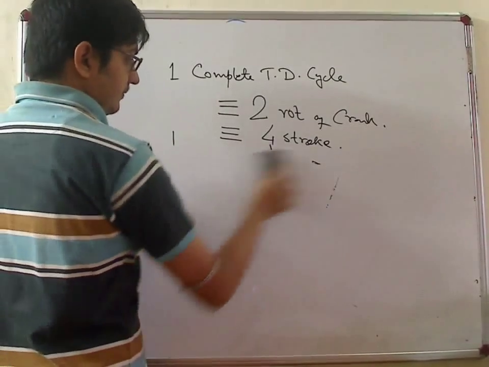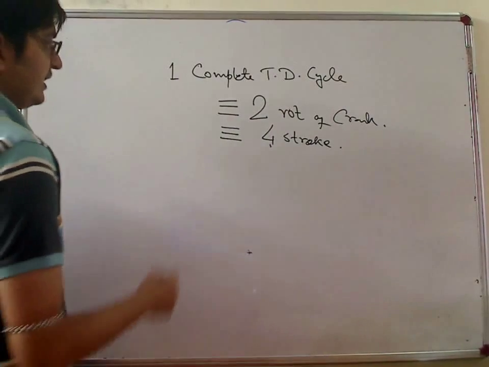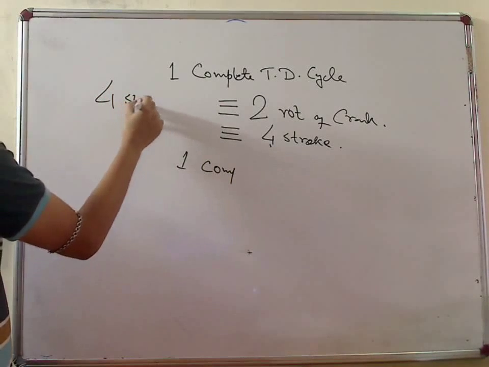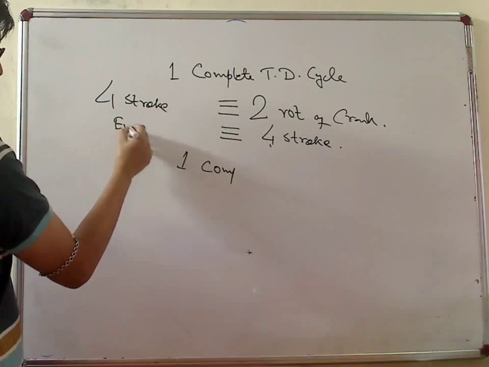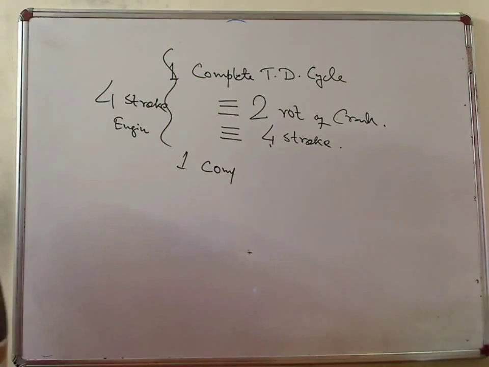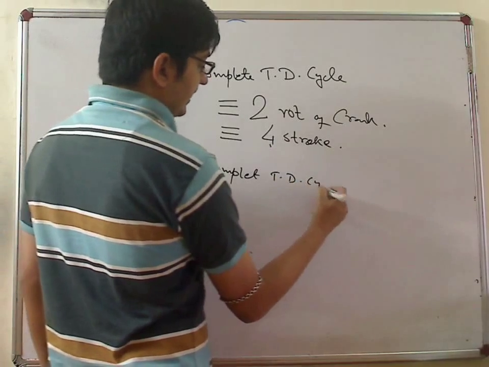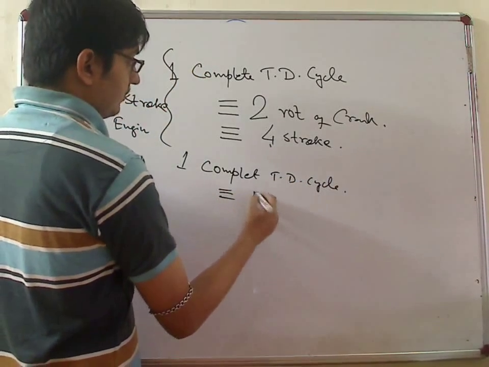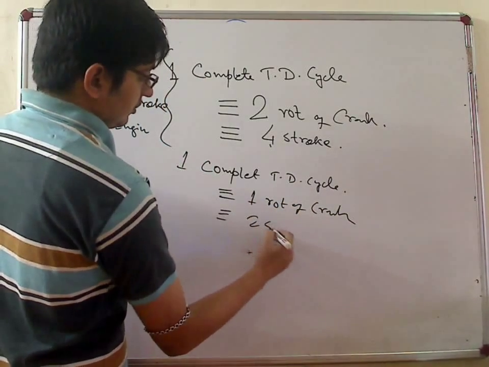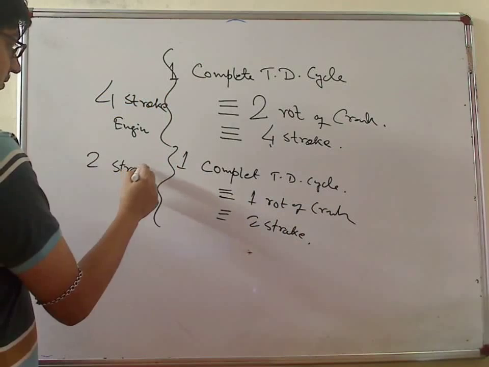Simply for 2-stroke engine, so this is the 4-stroke engine. These engines are a little bit expensive and very efficient. 1 complete thermodynamic cycle equivalent to 1 rotation of crank equivalent to 2 strokes. So this is known as 2-stroke engine.